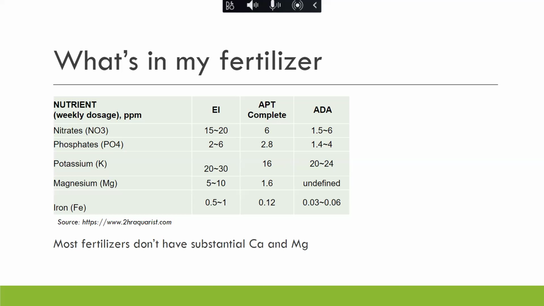This is an excellent fertilizer, by the way. You can see that it's targeting nitrates of around 6, phosphates of 2.8, and potassium of 16, all in ppm. Then there's ADA fertilizer, which is a lot leaner and very interesting too. You can see very high potassium in ADA fertilizer relative to nitrates and phosphates, and you can also see a big range in terms of iron. Also, many fertilizers have magnesium in them.